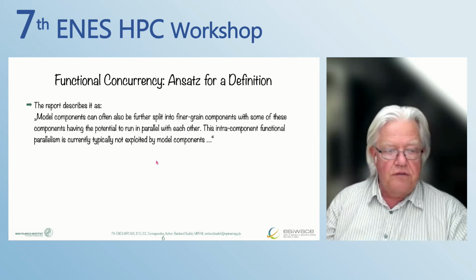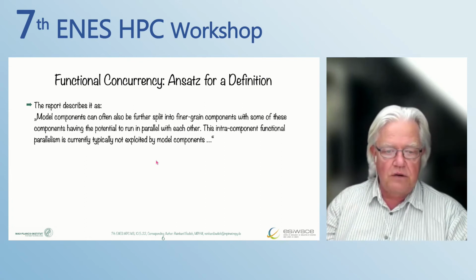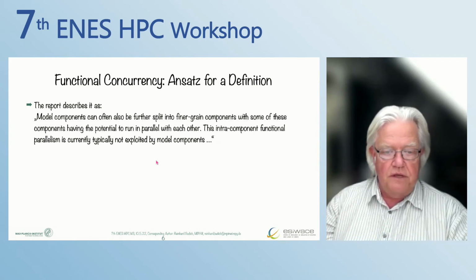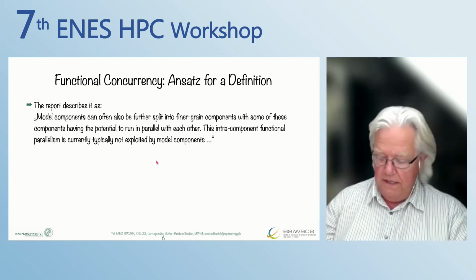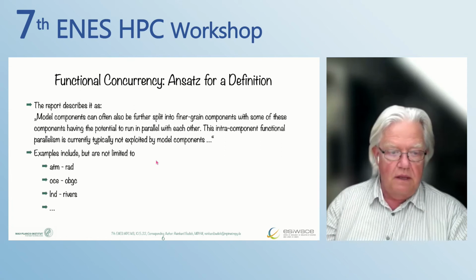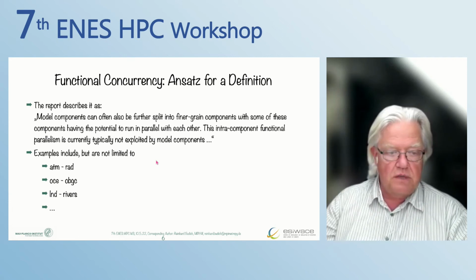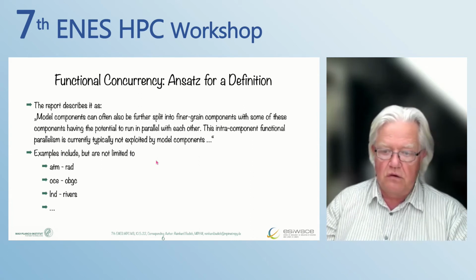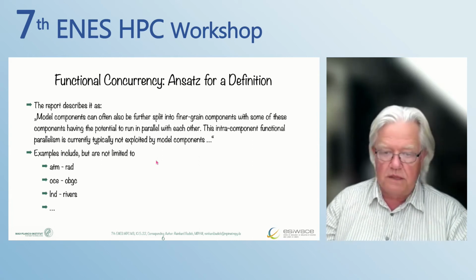So, an ansatz for a definition. The report describes it as follows: model components can often be further split into finer-grained components, with some of these components having the potential to run in parallel with each other. This intra-component functional parallelism is typically not exploited by model components in any depth. Examples include, but are not limited to, the atmosphere, radiation obviously, the ocean biogeochemistry, but you can think of ice or something like that. The land normally treats rivers concurrently. So these are things which have partly been realized, but partly have turned out to be very tricky as well.